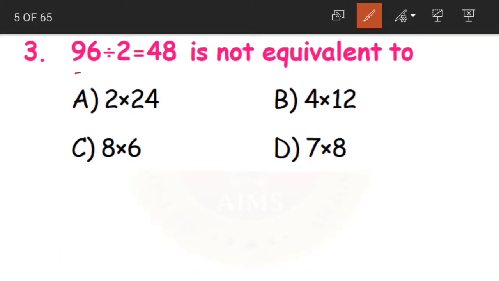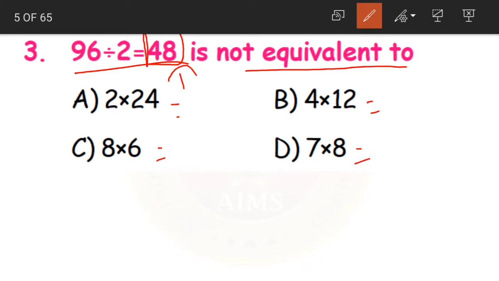Coming to question number 3. 96 by 2 is equal to 48 is not equivalent to 2. Now here the quotient is 48. Yes. So in the same way we need to find answers of all these numbers here. We have to find the products. Now what should we find out? The number which is not equivalent to 48. First let us find out the products.